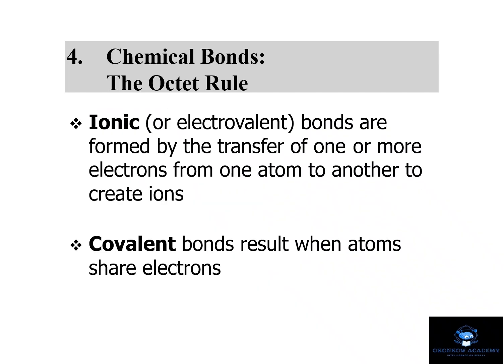We now arrive at one of the most fundamental principles in chemistry, the octet rule. There are two main types of chemical bonds: ionic bonds, formed by the transfer of electrons from one atom to another, creating ions, and covalent bonds, formed when atoms share electrons. The octet rule says that atoms tend to gain, lose, or share electrons to achieve a stable configuration of 8 valence electrons. So that's basically what the octet rule is saying.